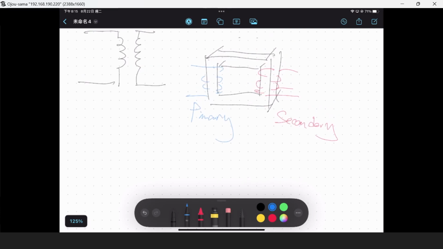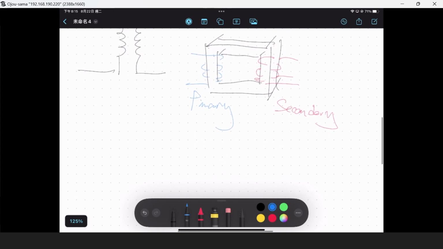If we have a coil where the number of turns in the primary is greater than the secondary, it is a step down. Step down.